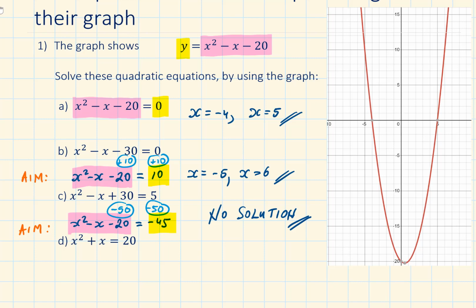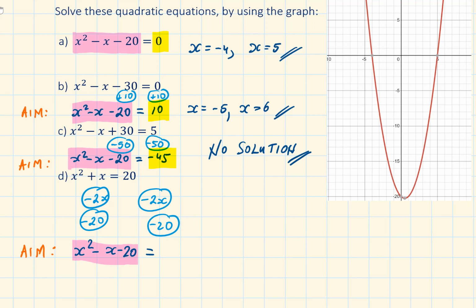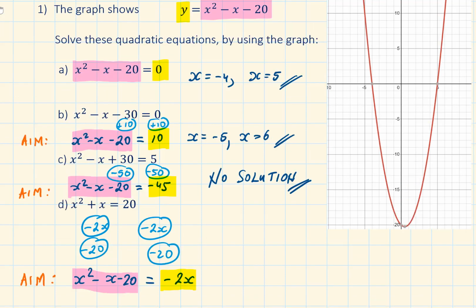Next, x squared plus x equals 20. X squared is the same. However, plus x is not minus x. We will have to change that. Again, our aim is to make this into x squared minus x minus 20 equals something. What can we add to 1x to make it into a negative x? We minus 2x from both sides. We also minus 20 from both sides. That will give us x squared minus x minus 20. On the other side, 20 minus 20 is 0. Minus 2x is minus 2x. This is our y. We need to draw a suitable equation to solve this. This equation is y equals minus 2x.